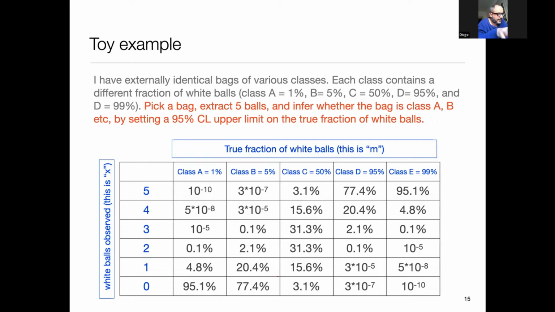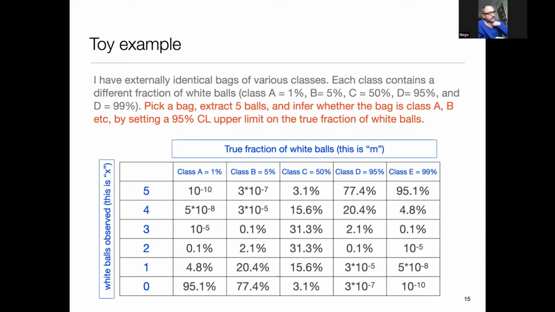So again, here you have the true fraction of white balls. You have various bags with different fractions of white balls, class A has 1%, class B 5%, etc. The true fraction of white balls is the unknown parameter m. Then I take one random bag and I pick 5 balls, and I'm trying to infer from the color of these 5 balls which class of bag I chose. The number of white balls observed is my data, my x, and the class is my m.